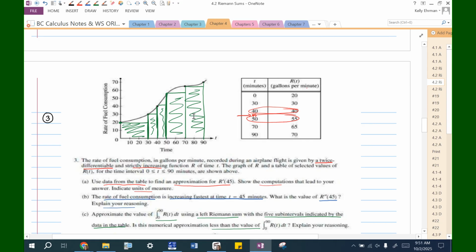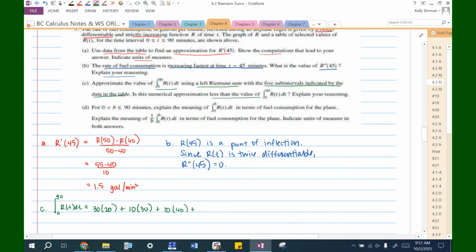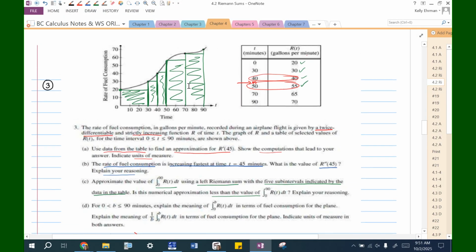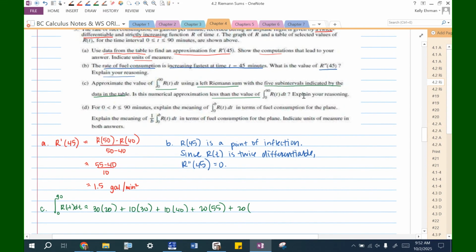Oh wait, no. I should use the table, shouldn't I? I should make sure those are right. 20, yes. 30, yes. 40, yes. Okay, 55. This one's not quite 60. So that was 20 times 55. Last rectangle has a width of 20. And we're at 70, which was 65.